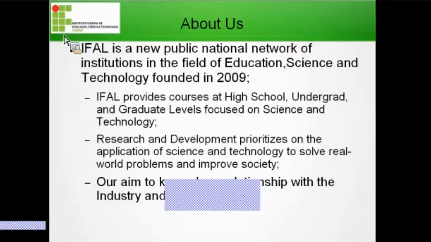Our aim is to keep a close relationship with the industry and companies because we're trying to solve real-world problems doing research and development.